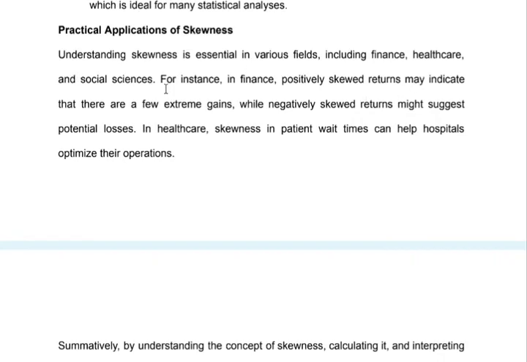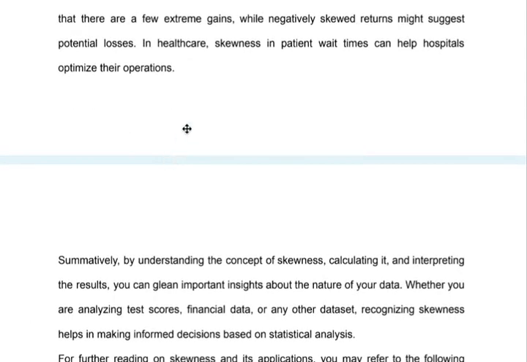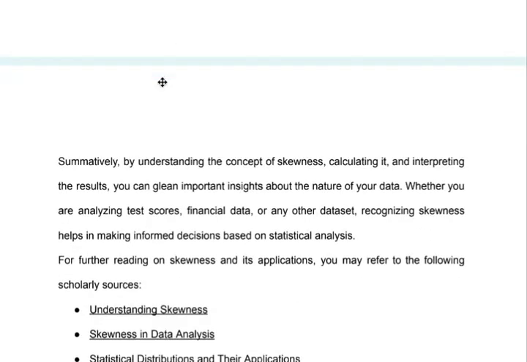Understanding skewness is essential in various fields, including finance, healthcare, and social sciences. For instance, in finance, positively skewed returns may indicate that there are a few extreme gains, while negatively skewed returns might suggest potential losses. In healthcare, skewness in patient wait times can help hospitals optimize their operations.